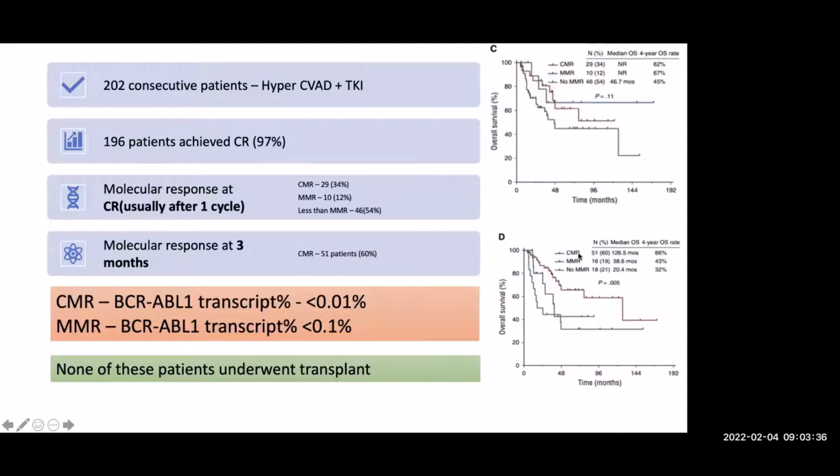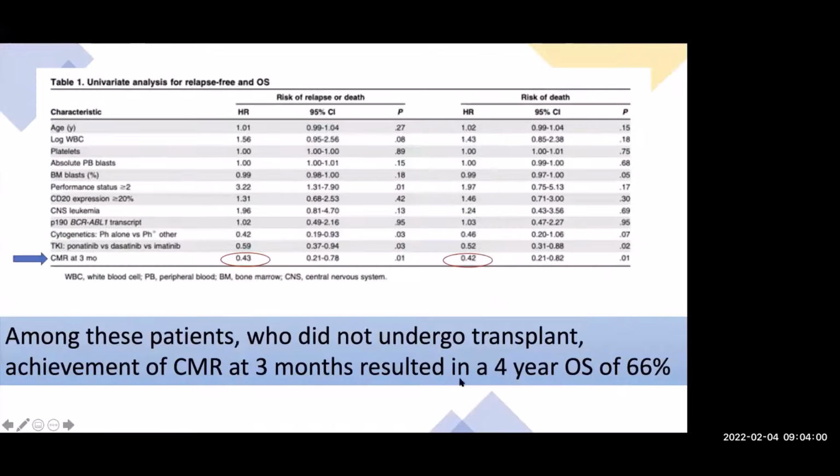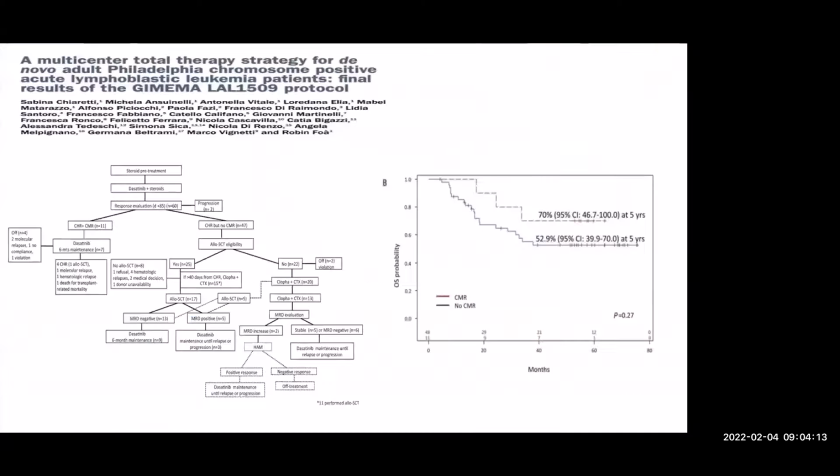If the patient had achieved CMR at 3 months, the 4-year OS rate was 66% in comparison to 43% in the patients who had achieved MMR at 3 months, and 32% in patients who had not achieved MMR. Why is this result important? Because none of these patients underwent transplant. Amongst the patients who did not undergo transplant, if the patients achieved CMR at 3 months, they had a 4-year OS of 66%, even without undergoing transplant. So this is a very important finding.